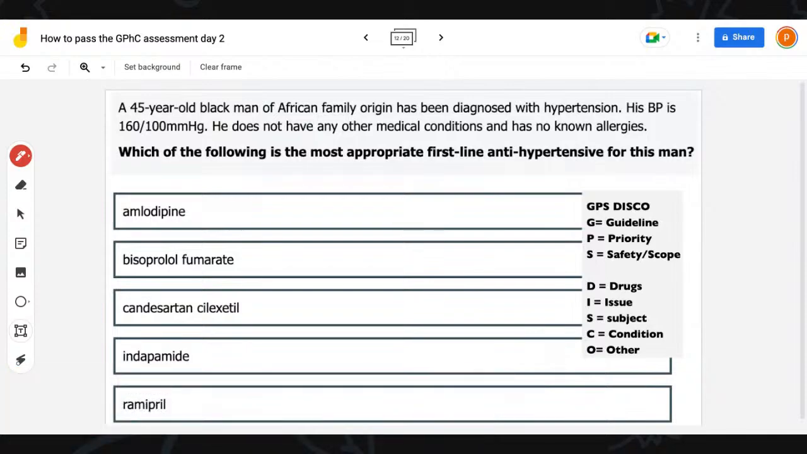Fantastic. So many of you have gone for "I'm not the pin." So why did we go for "I'm not the pin"? I will agree with you. And again, if we used our GPS disco, we will still come to the same answer.